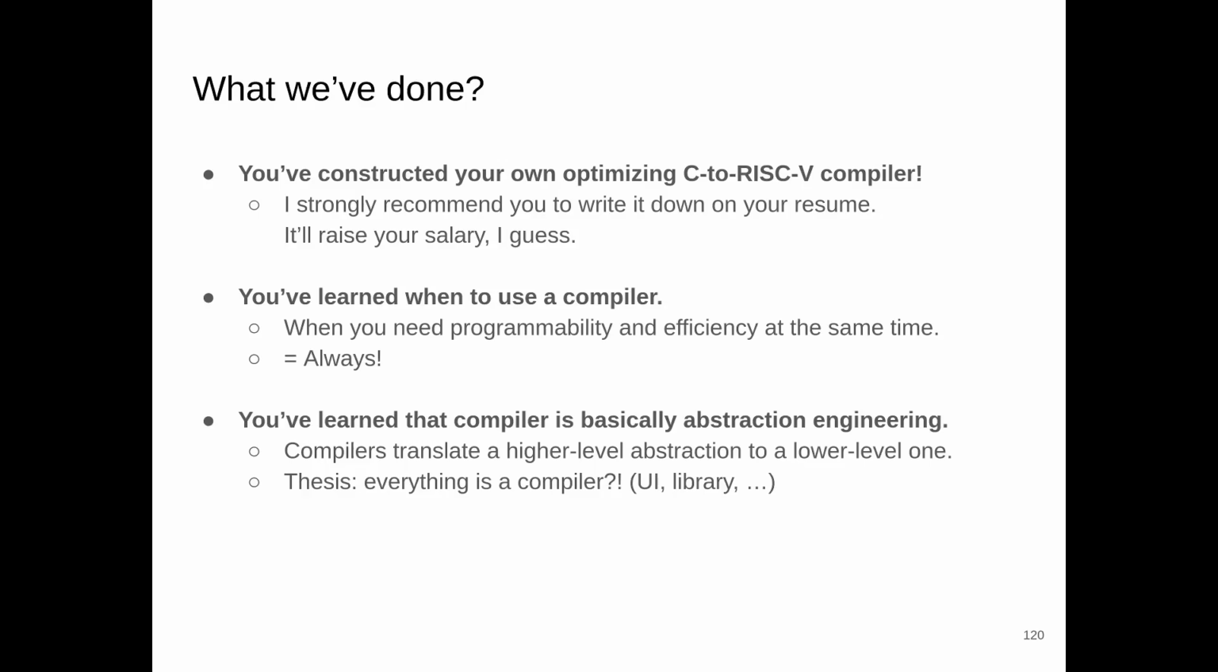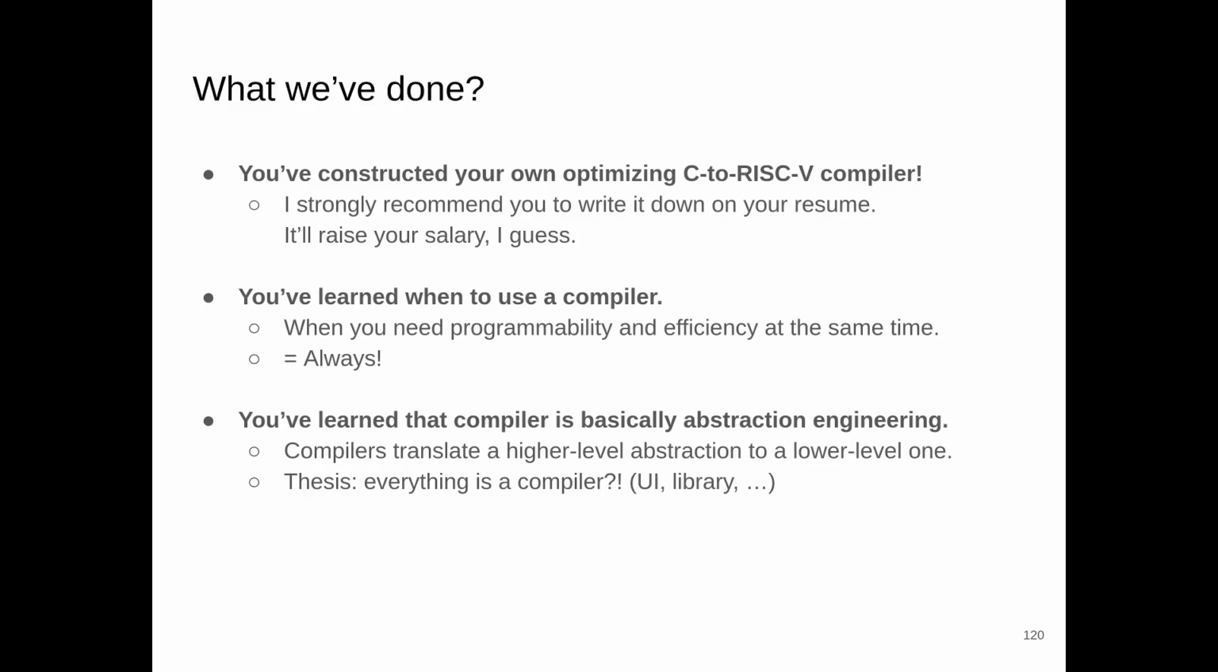Also, by implementing an optimizing compiler, you've learned when to use a compiler. A compiler is necessary when you need programmability and efficiency at the same time. It is for humans who want better programmability, and at the same time, it is for machines that want to execute programs very efficiently. And usually, these two virtues are complementary.